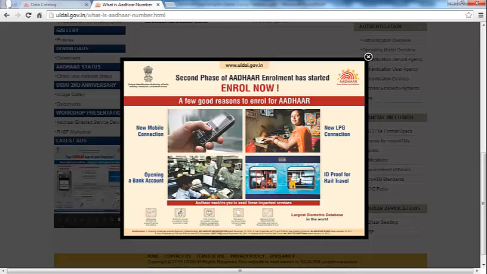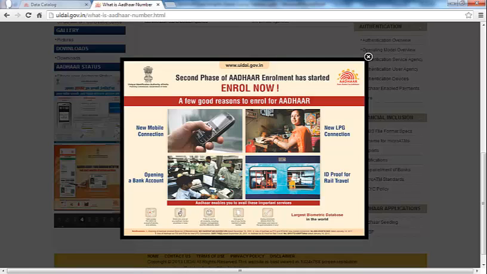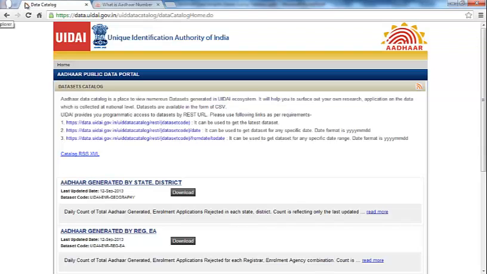Aadhaar enrollment process in India began in September of 2010. As of 17th August 2013, a total of 403 million users, or approximately 40 crore Aadhaar cards, have been issued. The Unique Identification Authority of India has made Aadhaar enrollment data publicly available for research. You can go to the Aadhaar public data portal to access this data.